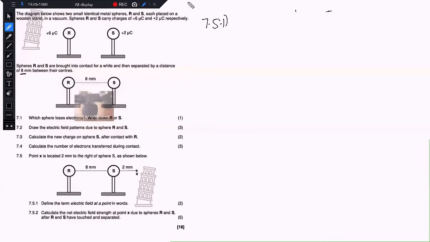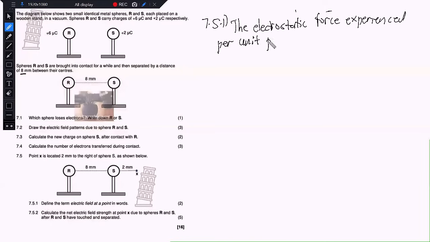So, okay, what is electric field at a point? We say this is the electrostatic force experienced per unit positive charge placed at that point. Right. So it's the electrostatic force experienced per unit positive charge placed at that point. Right. For 2 marks, that's how we have it.